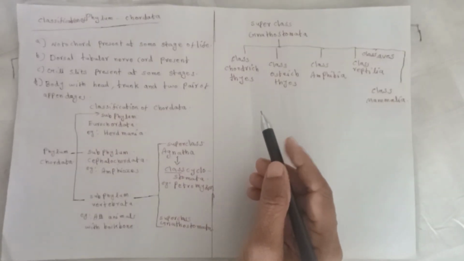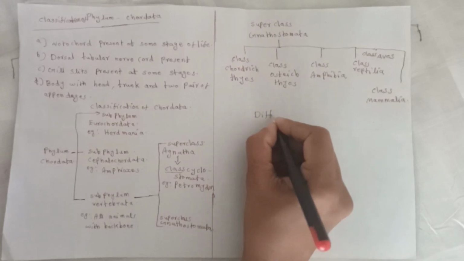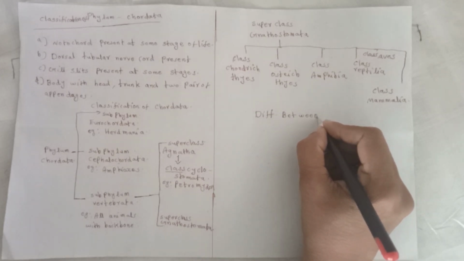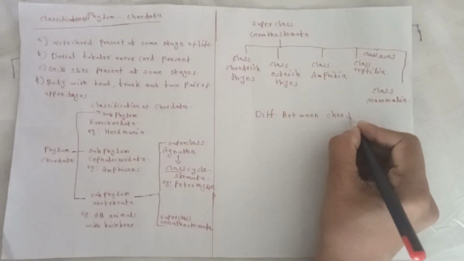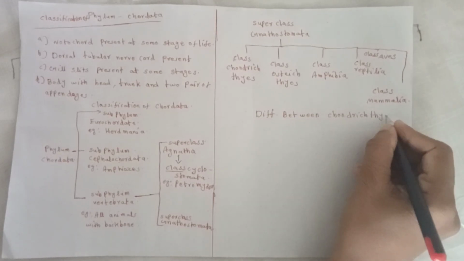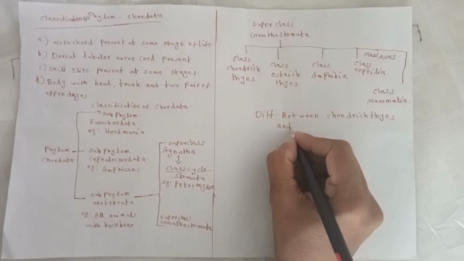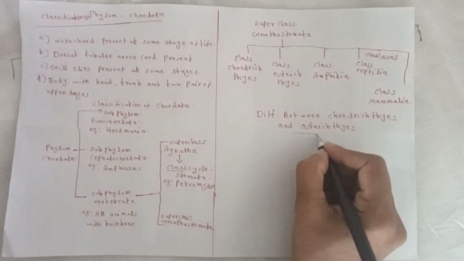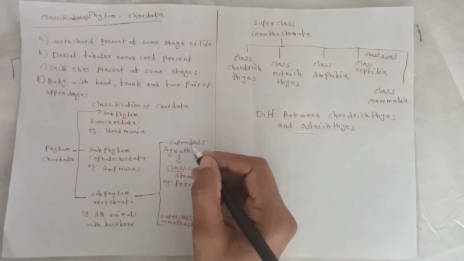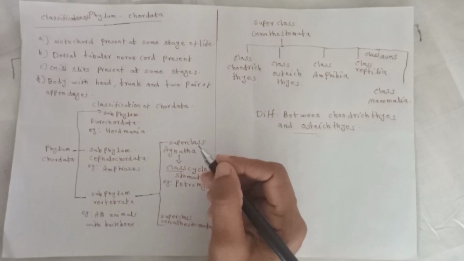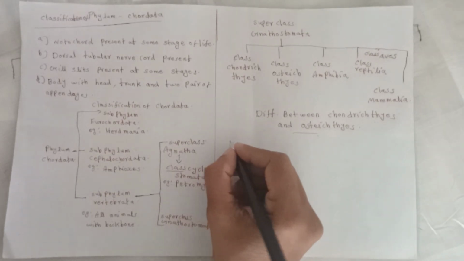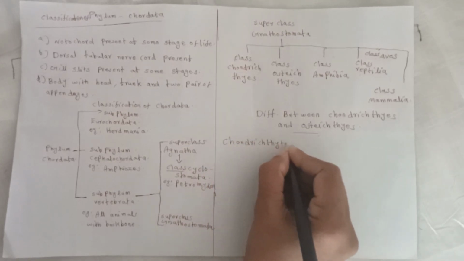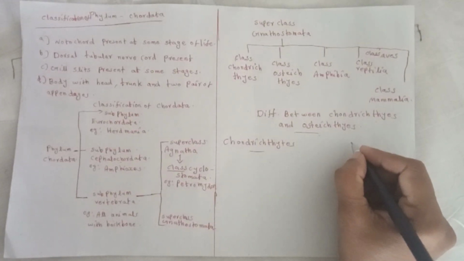Then the next topic: differences between Chondrichthyes and Osteichthyes. Chondrichthyes means cartilaginous fishes and Osteichthyes means bony fishes. First, Chondrichthyes. Second, Osteichthyes.